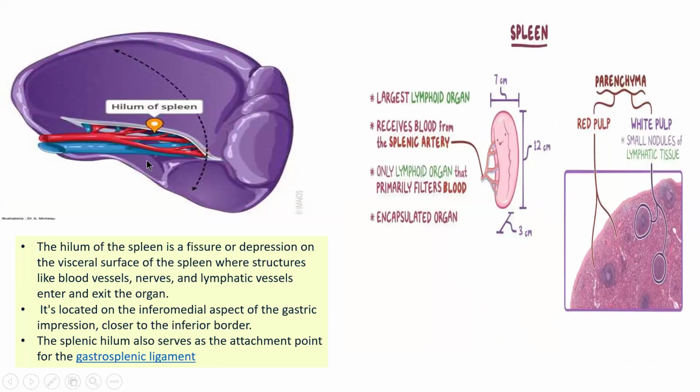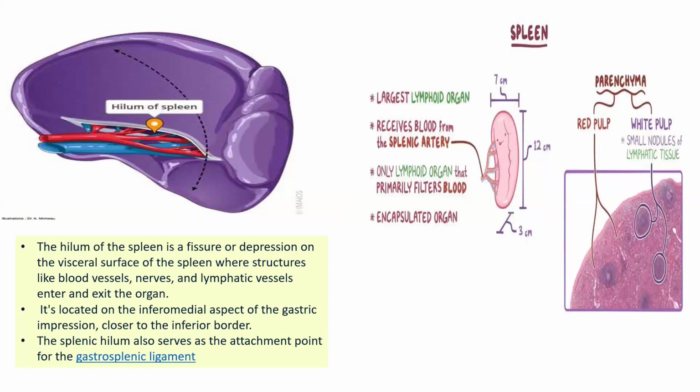So the hilum is a depression or fissure on the visceral surface of the spleen. This hilum is also present in your kidney, where there is a depression. So the hilum contains blood vessels, nerves, and lymphatic vessels that enter and exit the organ. From the spleen, the different blood vessels, nerves, and lymphatic vessels enter and exit with the help of this hilum.